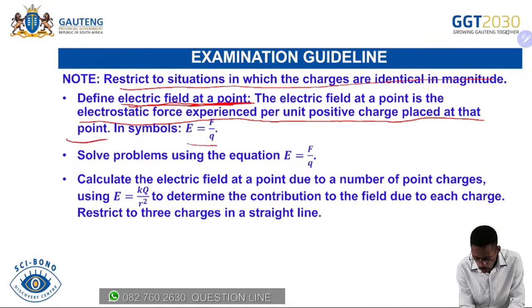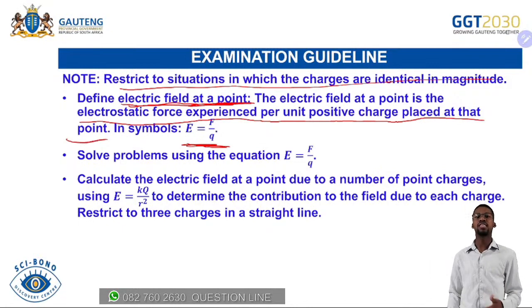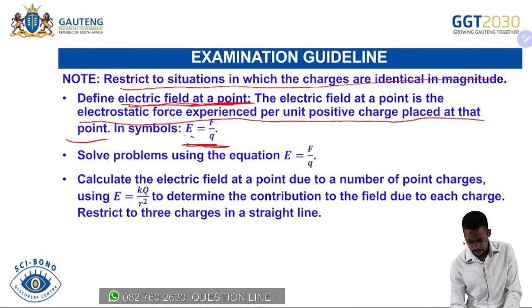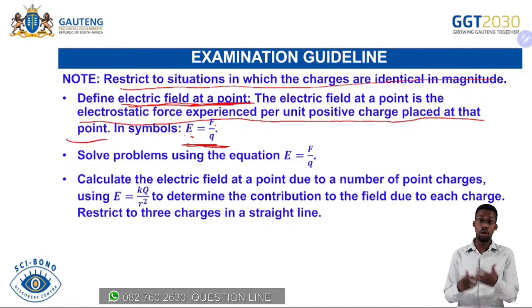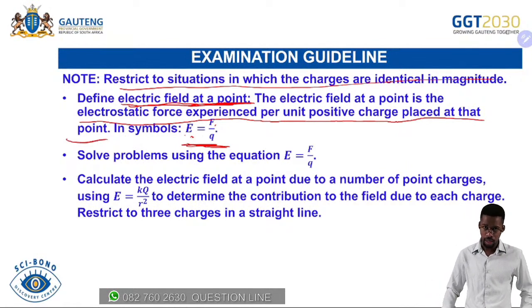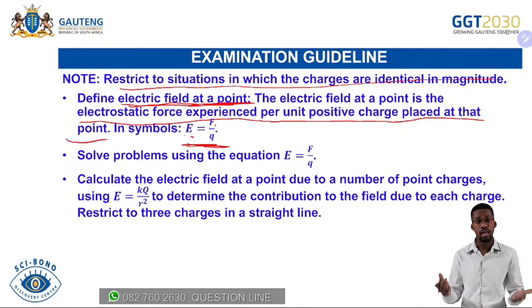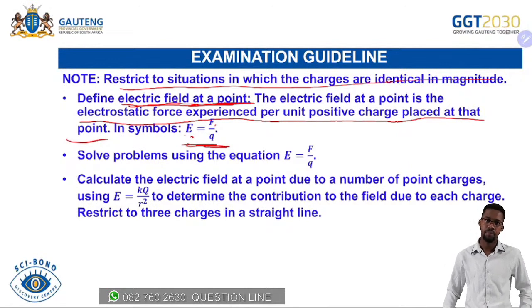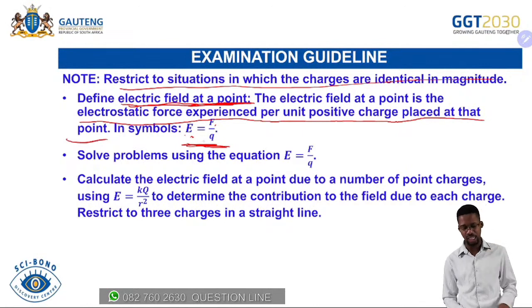And it tells us that you are going to use this equation to calculate the electric field at that point, because E is the electric field, F is the electrostatic force, and Q is the charge. It can be quantization of charge as well, so it is not only limited to that. It can also be a charged sphere. This is the equation that is acceptable for you to use. And as well, it tells you to solve problems using this equation.